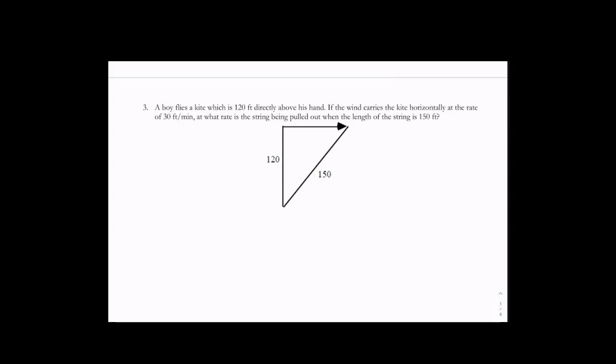All right, so this right here is y, x, and z. This, though, once again, is a constant, and the string is being pulled out at a rate of 30 feet per minute. And what is the length? And the length of the string is 150.